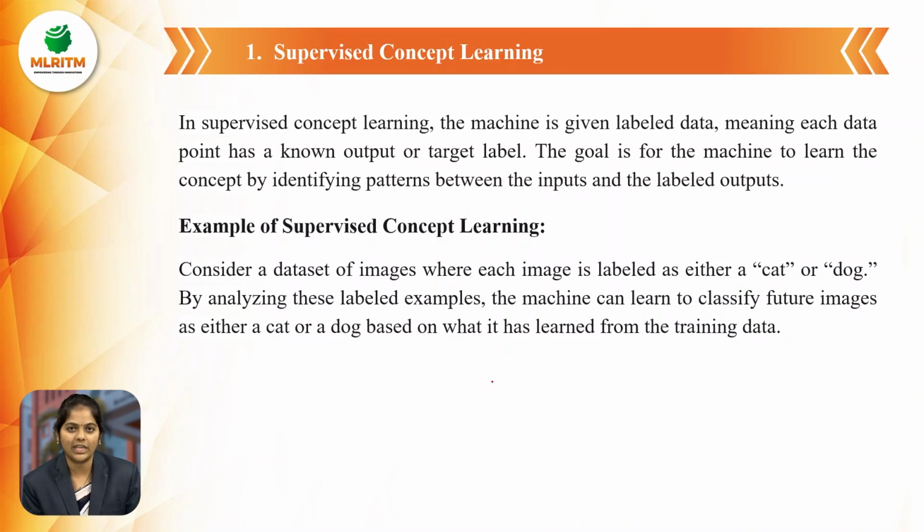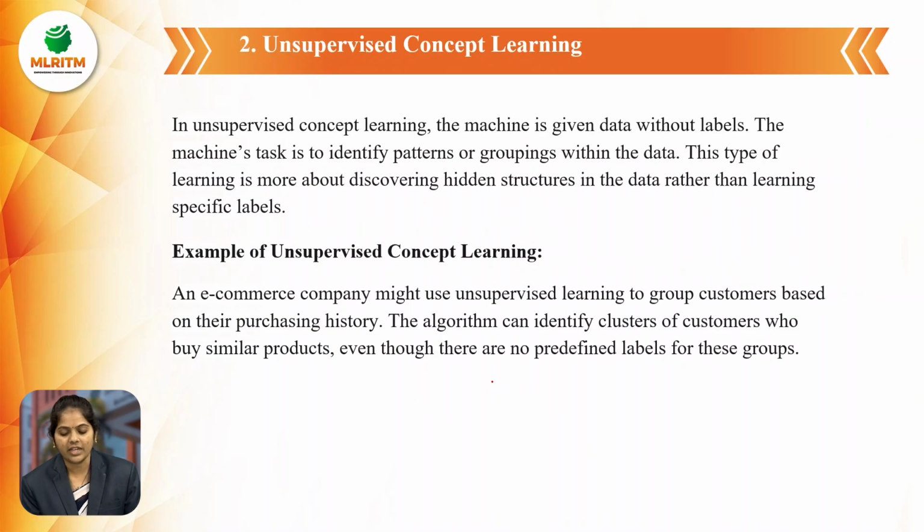So in the training, we'll give how a cat looks, how a dog looks. So when it's time for the prediction, the model will recognize based on the previous data. It will recognize whether it is a cat or a dog. And the second topic would be unsupervised concept learning.